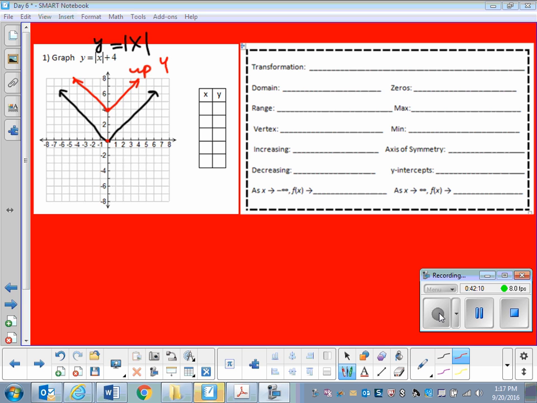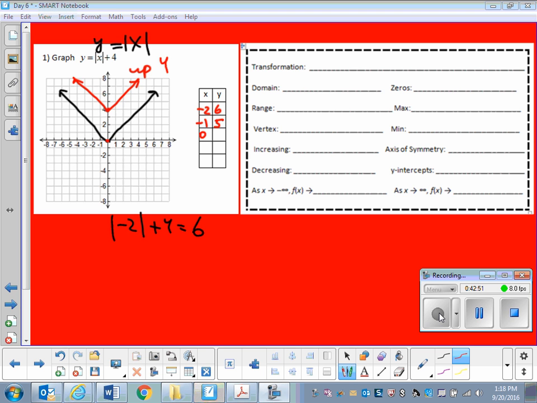So let's check my x's and y's. Now I know which x's to choose, right? Minus 2, what is my y? So I'll just plug in, just to make sure. My x is minus 2, then my y is absolute value of minus 2 plus 4, which is 6. Okay, so let's check. 1, 2, 3, 4, 5, 6. Yeah, I was very close. Good. So, 6. And then what about minus 1?